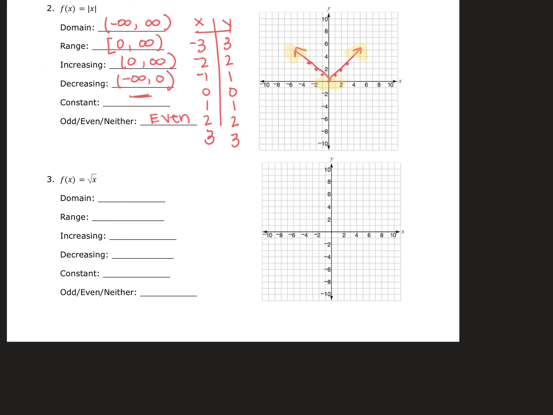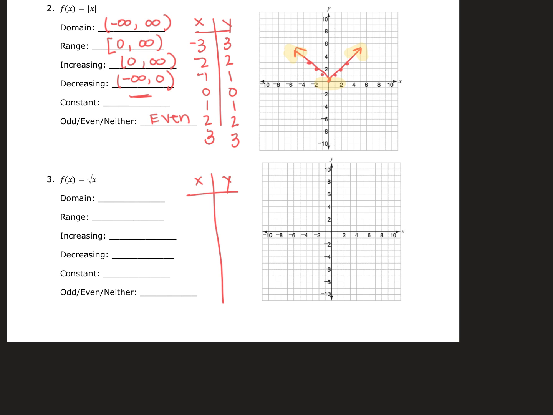Next parent function we have is the square root function. It's the square root of x. So when I'm looking at this, I'm going to create this table. Now, normally we want to do -3 to 3. But when I plug in negative numbers to a square root, it's going to give me imaginary numbers. So I can't do that. It's undefined. We can't find those and plot those.